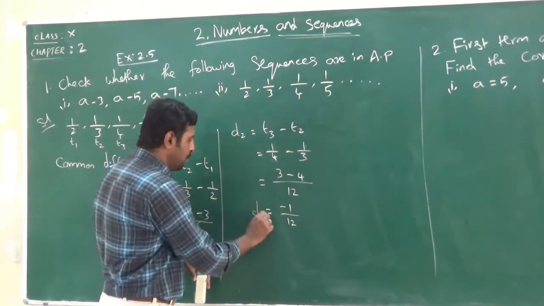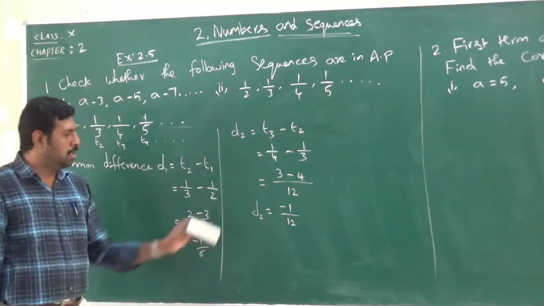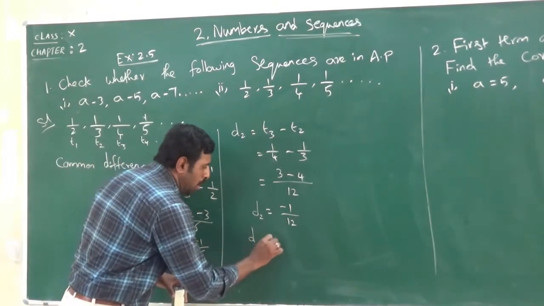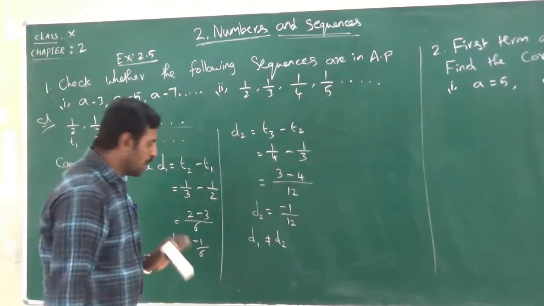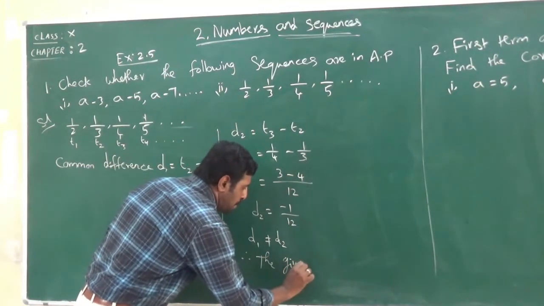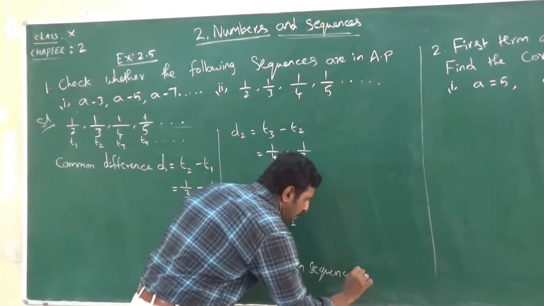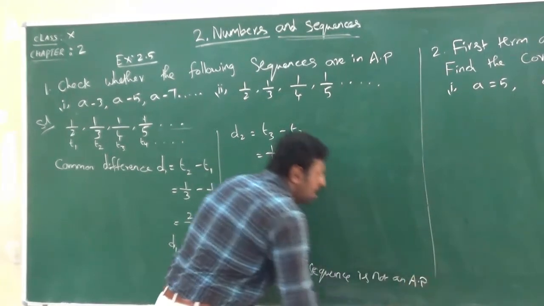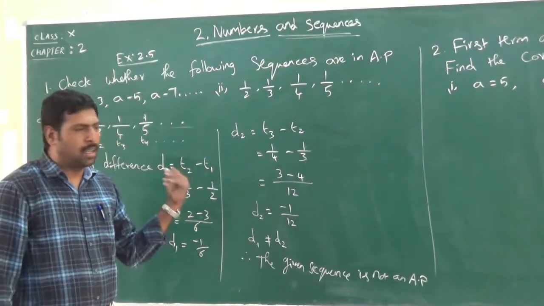This is d2. Here d1 we have minus 1 by 6, d2 we have minus 1 by 12. So d1 is not equal to d2. The common differences are not equal. Therefore, the given sequence is not an AP. Right? If the common differences are not equal, we can say it is not an AP.